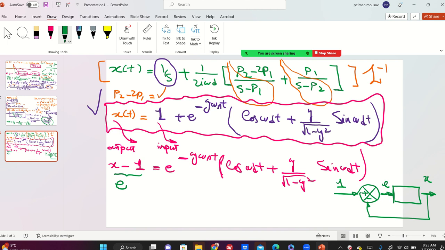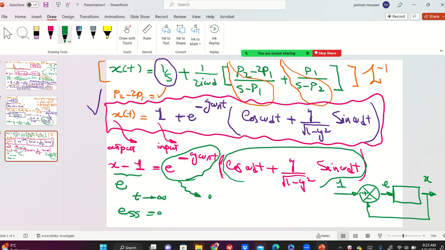So when time goes to infinity, a large value, what's gonna happen for this, guys? For this decaying term? What's gonna happen for this term? Yes, so steady state error signal goes to 0. ESS goes to 0. But with some oscillations, cosine and sine.